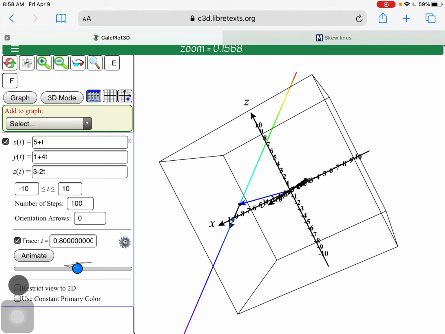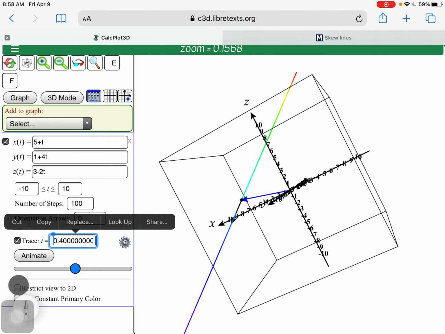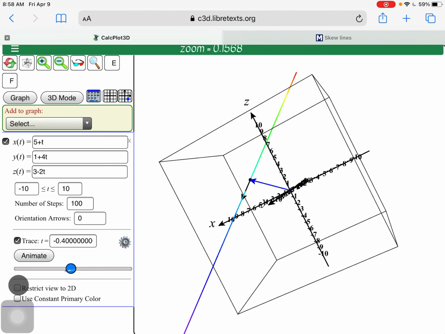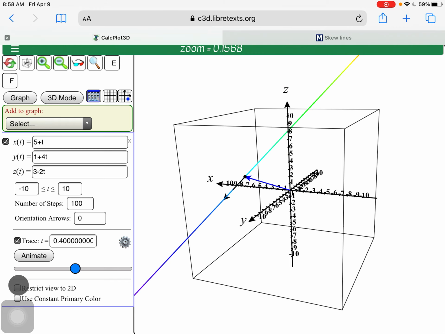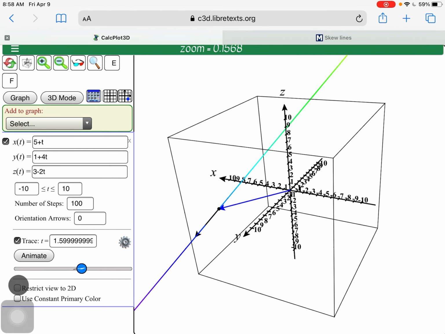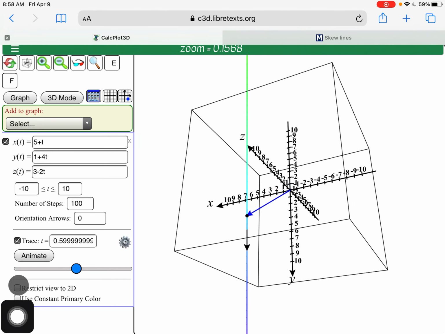Each t value right here corresponds to a specific point that's being traced out over there at the endpoint of that blue arrow. So again, I encourage you to go ahead and play around with this, and you can plot all different sorts of equations for lines here, and you can zoom in, interact with them, and visualize them.